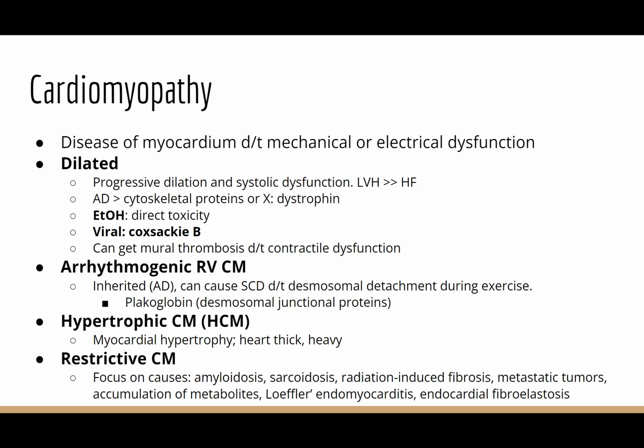Then hypertrophic cardiomyopathy, and then restrictive. For restrictive, it's essentially anything that's going to cause an actual obstruction of the pumping of the heart. So amyloidosis, sarcoidosis, radiation-induced fibrosis, so anything that can restrict the pumping action of the heart.